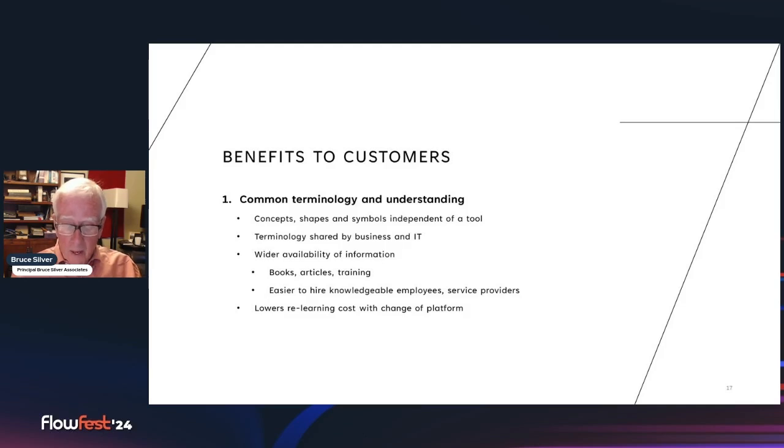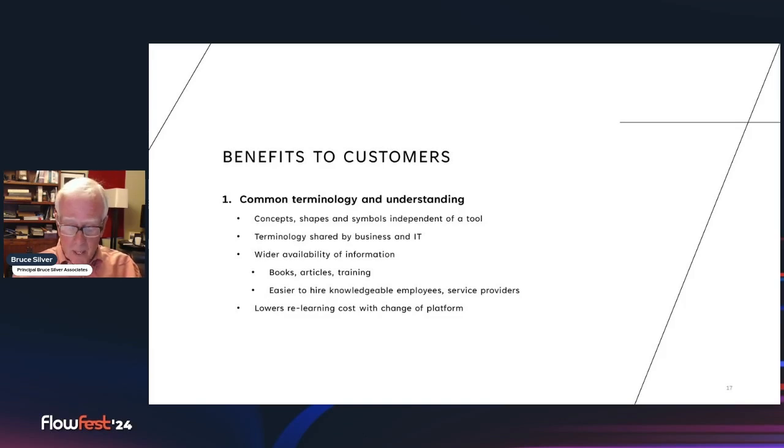Okay, so where is the business value of these standards? What are the benefits to customers? In my view, these fall into three categories. First, common terminology and understanding. I remember the days of workflow automation before BPMN. There was no common terminology. You learned one particular tool, and tools were for programmers. Now, BPMN, CMMN, and DMN all provide tool-independent understanding of processes, cases, and decision logic.